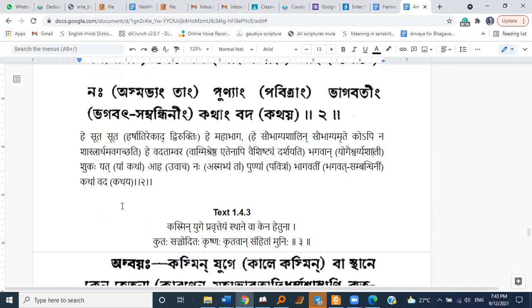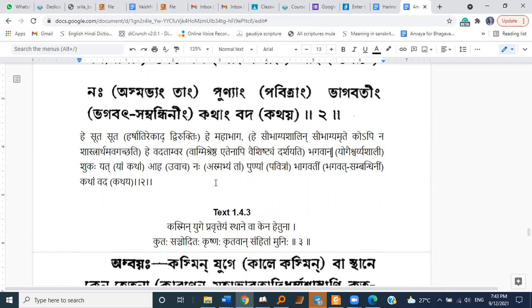Then basically you are capable. I normally translate Bhagavan as capable. Then Shukaha. So Shukaha yet. So which katha Shukadev Goswami spoke to you? Please narrate that pastime, that purifying Krishna related, God related pastime to us. Iti-artha, this is the meaning.